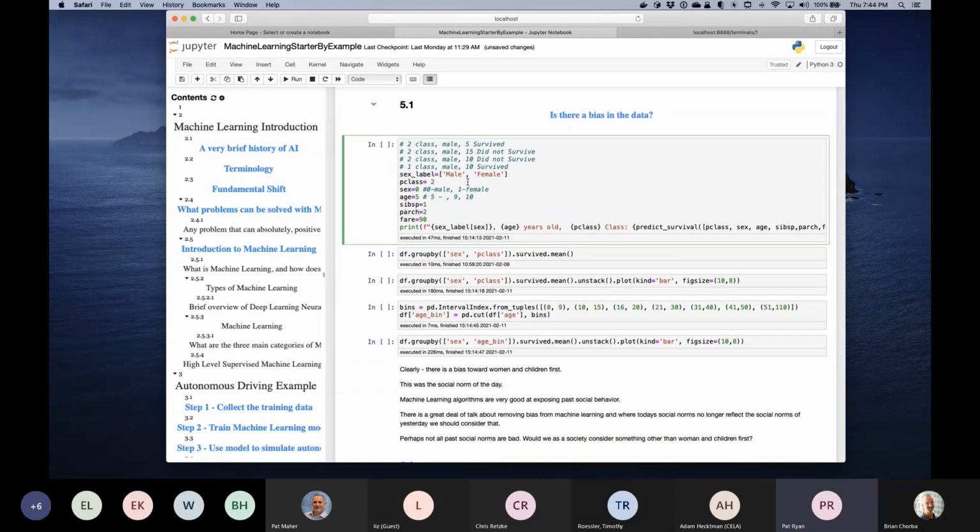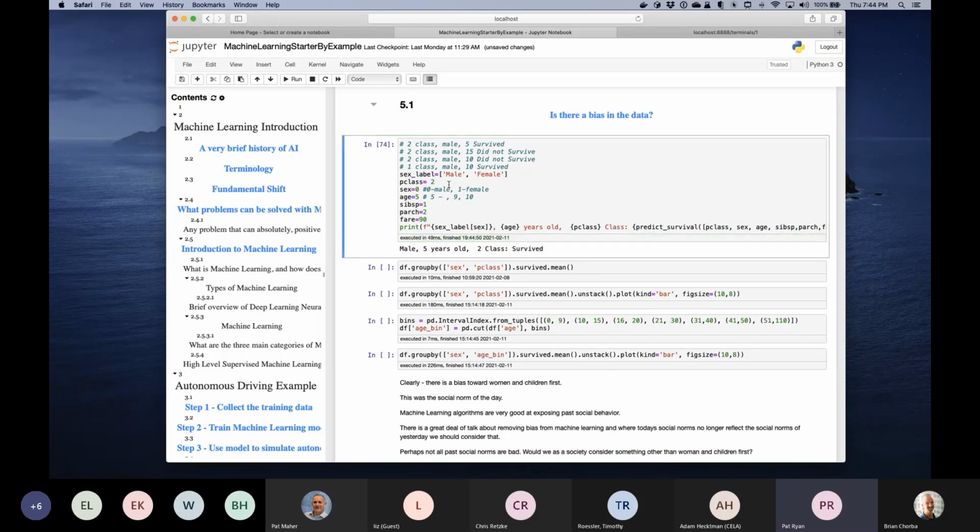So let's take a look at a second class, someone in the passenger second class, 0 for male, 5 years of age, sibling or spouse, 2 parents, average fare. And we can see that a male 5 years old, second class, survives. But let's continue on here. What about a 9-year-old male? 9-year-old male survives. Let's continue on here. Let's take a look at a 10-year-old. 10-year-old male doesn't survive. What if we change that to female? A 10-year-old female does survive.